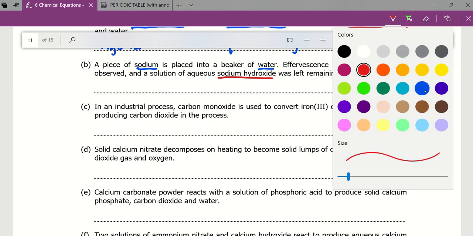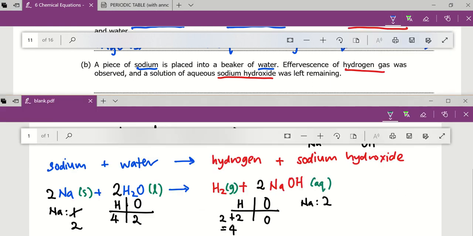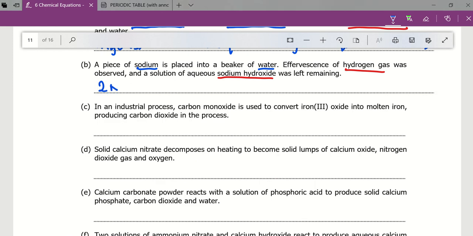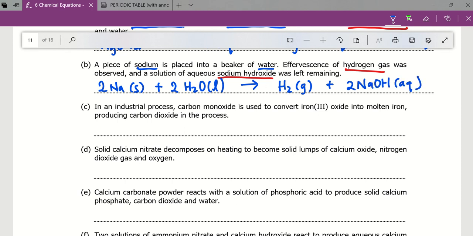So we can write it back in our blank. So I have 2Na solid plus 2H2O liquid, right? I have H2 gas plus 2NaOH aqueous. And this is my balanced equation.